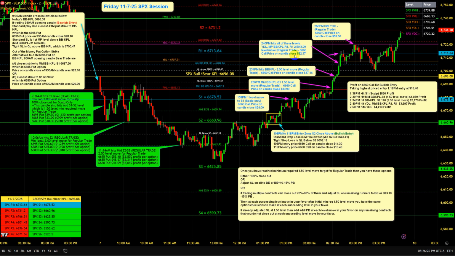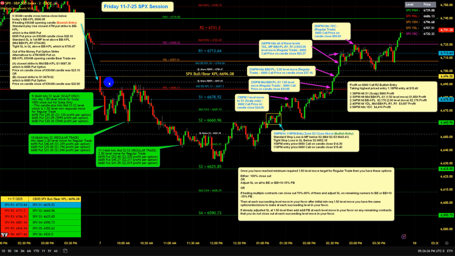The call price on this candle close for the 66.60 call, which I may have skipped over that earlier, and if I did, I apologize, but it's the same thing here. You are taking the at the money strike closest to the level that you're trading. That is the standard play.